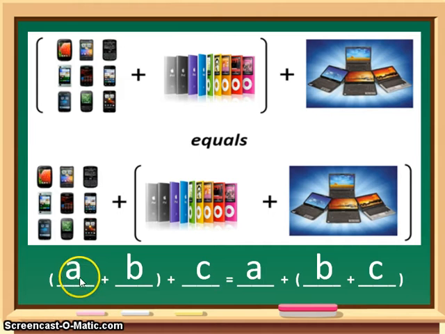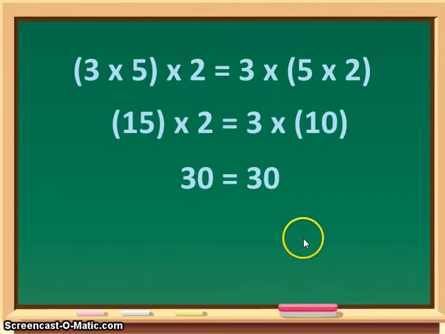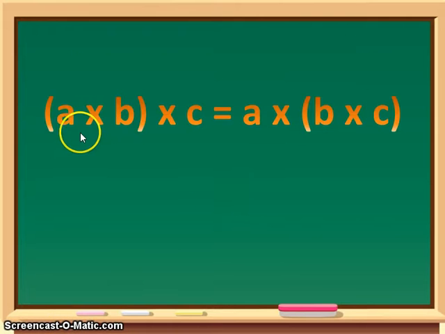So it means that the sum of a and b plus c is equivalent to a plus the sum of b and c. And it goes with multiplication also. Changing the grouping doesn't change the value of the number or the result. So if we multiply 3 and 5, that would give us 15 times 2 is 30. Then 5 times 2 is 10, multiplied by 3, that would also give us 30. So the product of a and b multiplied by c is equal to a multiplied by the product of b and c.